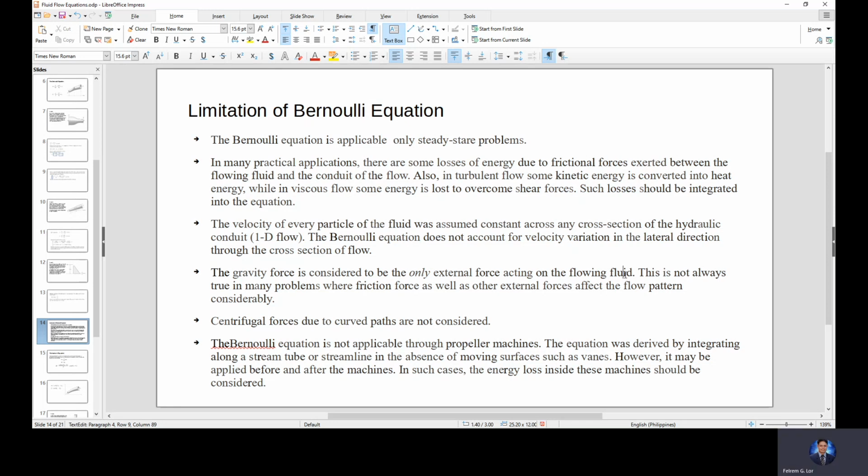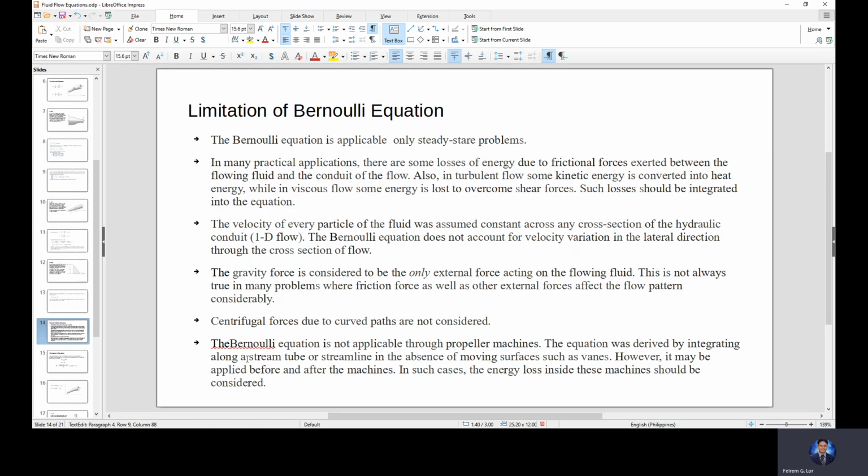This is not always true in many applications, in many problems where friction force as well as other external forces affects the flow pattern considerably. Centrifugal force due to curved paths is not considered. So if the path curves, because there is a change in momentum, there are centrifugal forces, so these are not considered in the energy, in the Bernoulli equation.